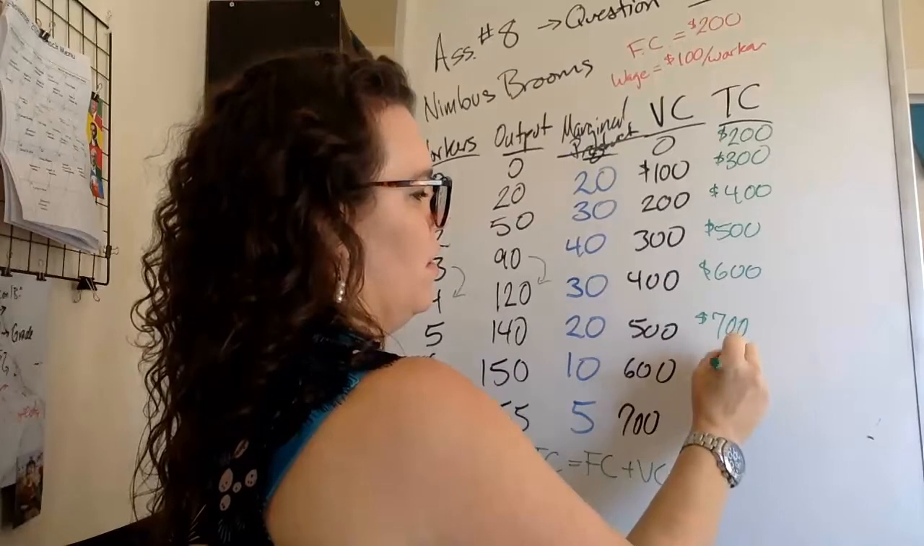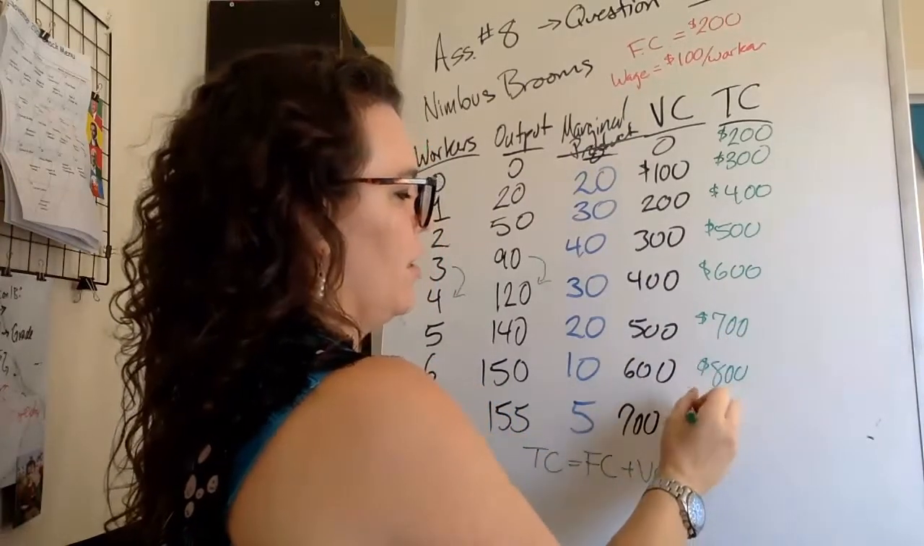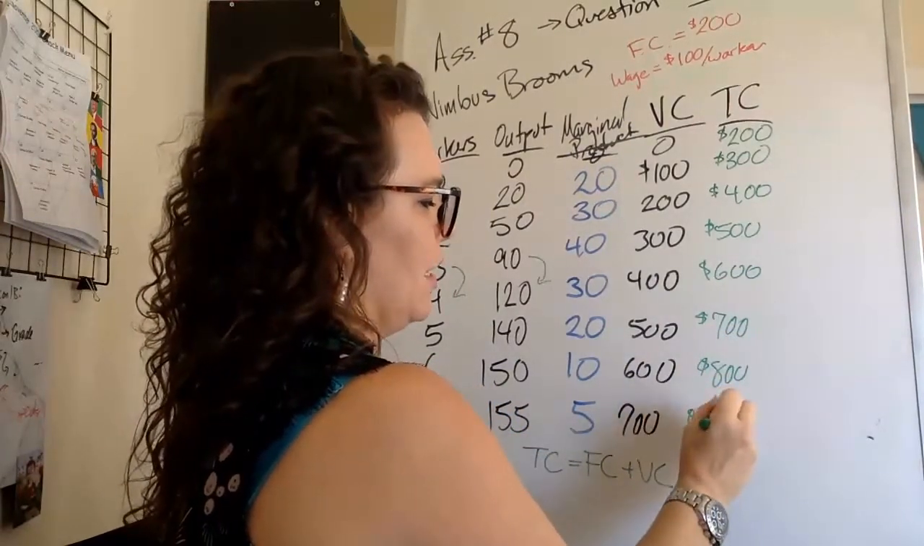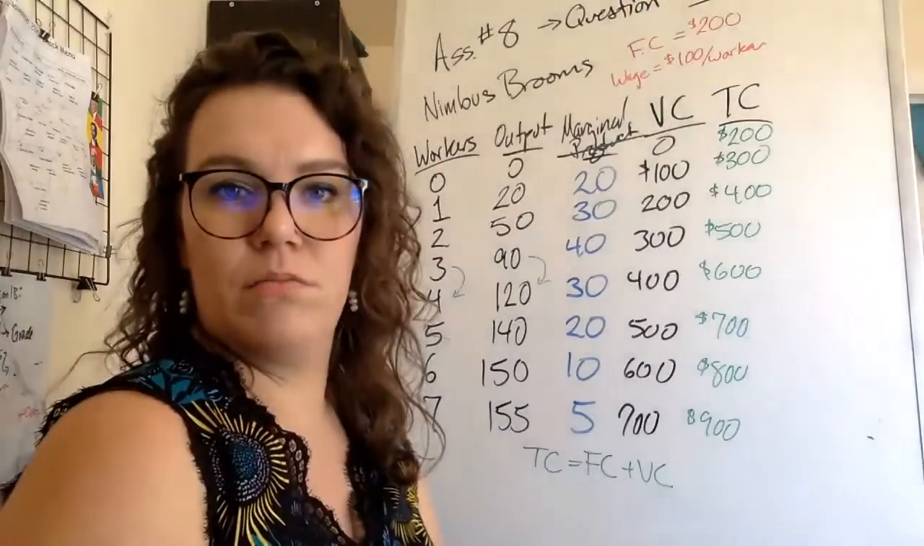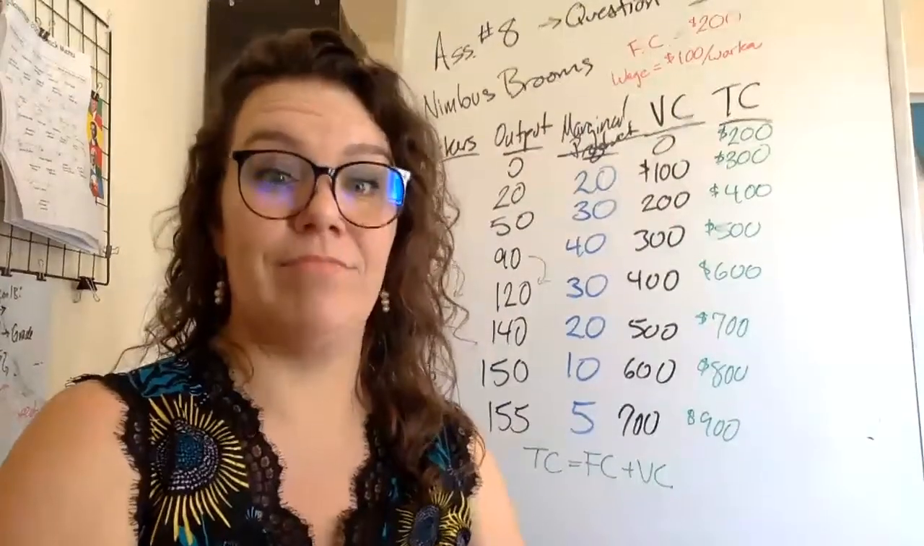700, 600 plus 200 is 800, 700 plus 200 is 900. Make sense? Hopefully.